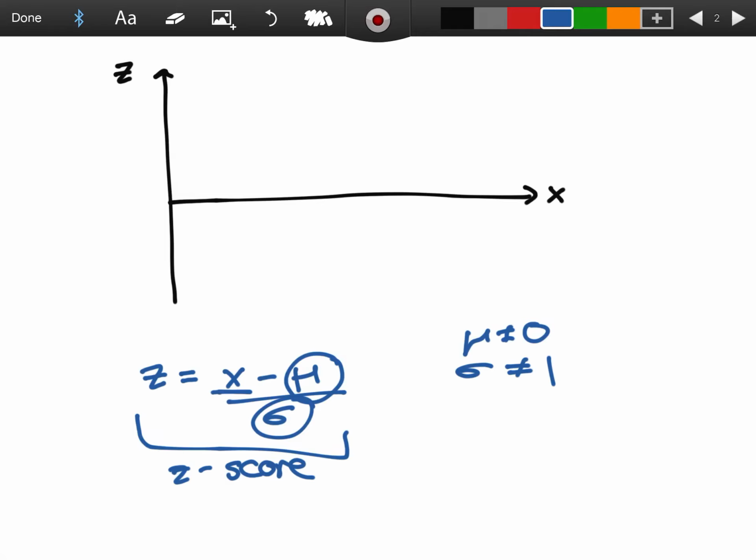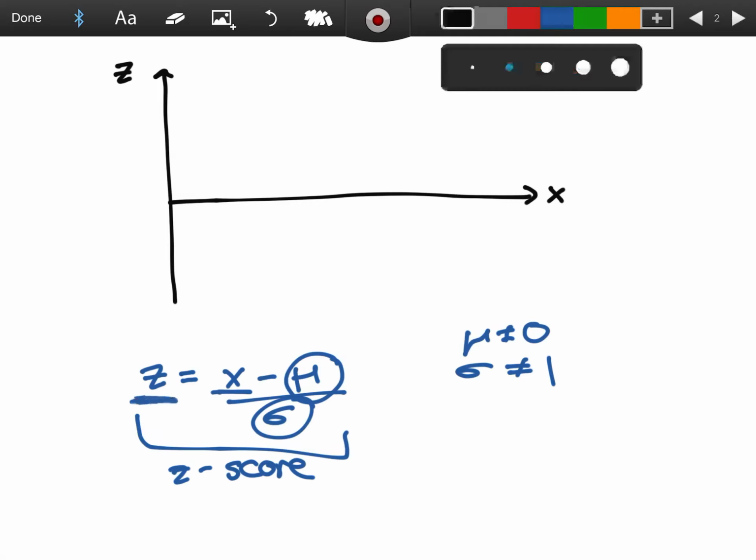But what I can go ahead and do on this graph is plot each of my data points x against its z-score. So for each x, I'm going to subtract the mean, whatever that mean was for that data set, and divide it by the standard deviation. I'm then going to get this z value out for each of my values x. That z value for each x is called a z-score.